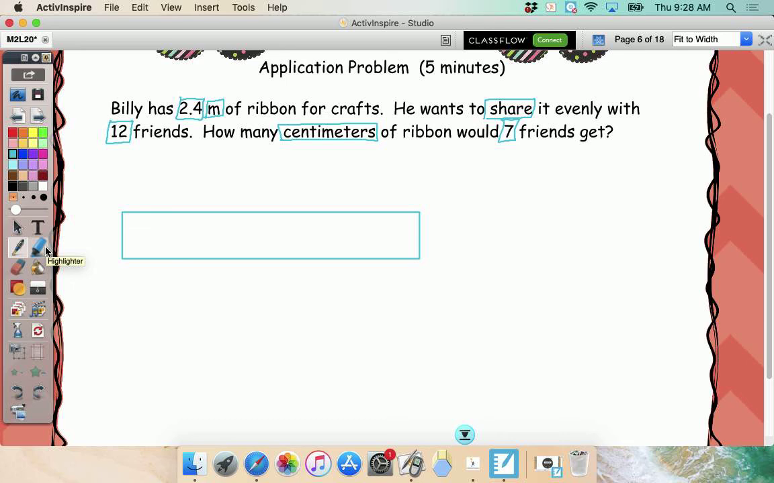Stay with me. Do we have a total amount of ribbon? No. We do too. 2.4 meters. So that's like 24 tenths. Okay. All right. So how many equal boxes do you think I need in the tape diagram? 12. Very good. Because that's how many people he's sharing it with. So when I make 12, I do 4 groups of 3. The 7's there to trick you.